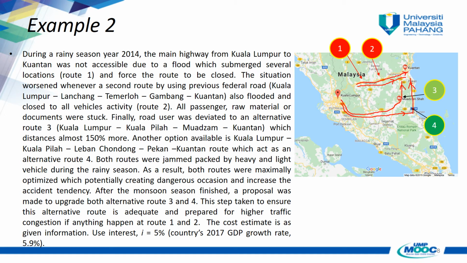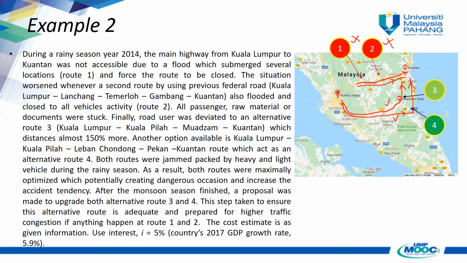After the monsoon season finished, a proposal was made to upgrade both alternative route 3 and route 4. This step was taken to ensure the alternative routes are adequate and prepared for higher traffic congestion if anything happens at route 1 and also route 2. So the cost estimates are as given. Use interest i equal to 5% because our country's 2017 GDP growth rate is 5.9%.